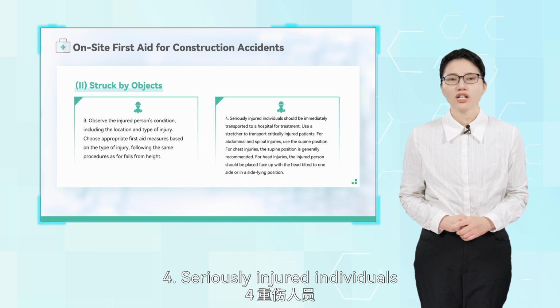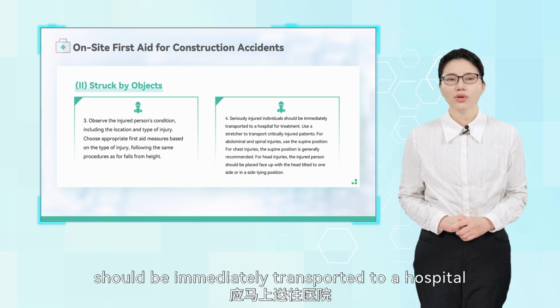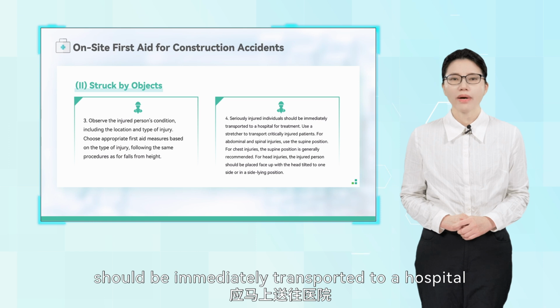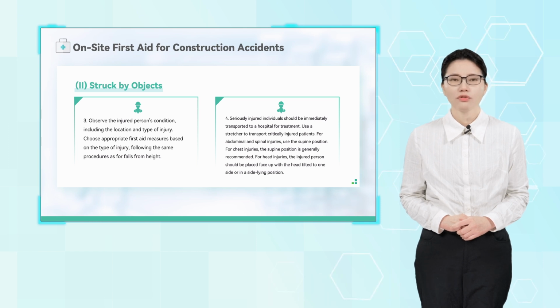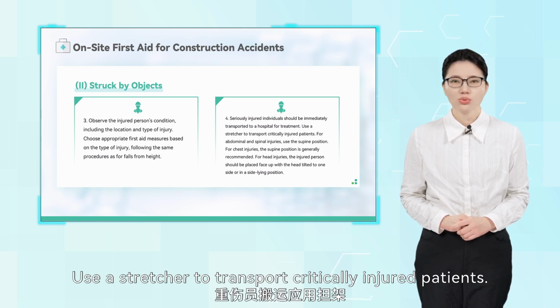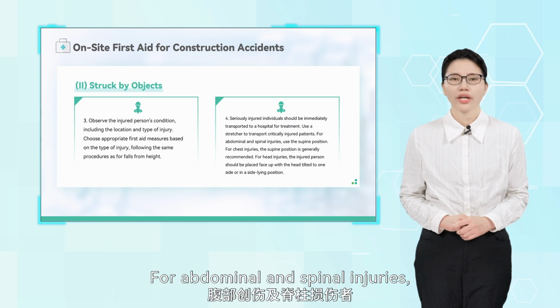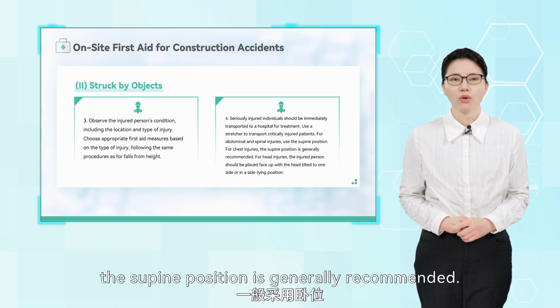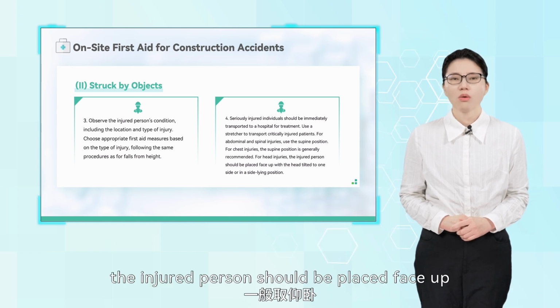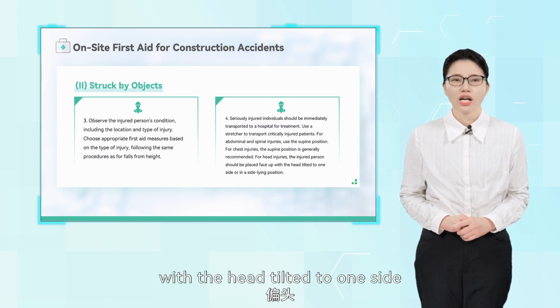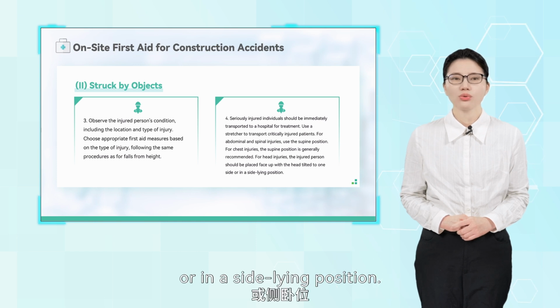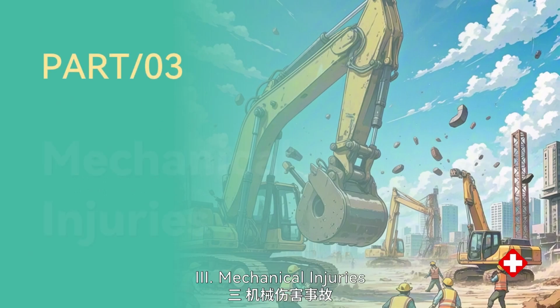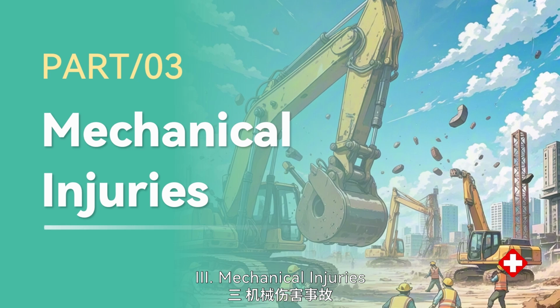4. Seriously injured individuals should be immediately transported to a hospital for treatment. Use a stretcher to transport critically injured patients. For abdominal and spinal injuries, use the supine position. For chest injuries, the supine position is generally recommended. For head injuries, the injured person should be placed face up with the head tilted to one side or in a side-lying position.